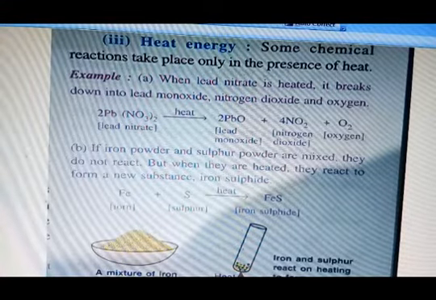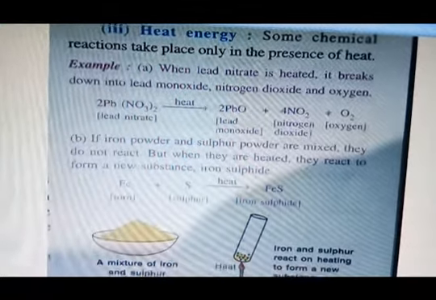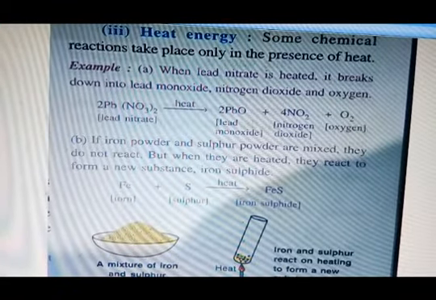Some of the chemical reactions do not take place by simply bringing them in close contact or by converting them into solution. So some of the reactions are there for which we need heat. You can see an example out here. When lead nitrate is heated, it breaks down into lead monoxide, nitrogen dioxide and oxygen.